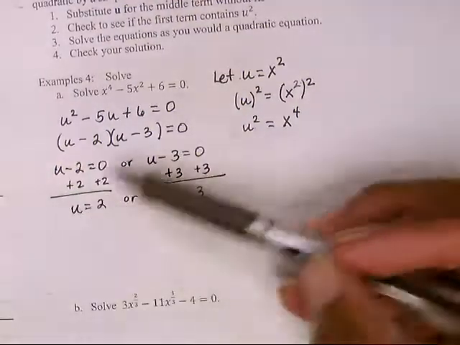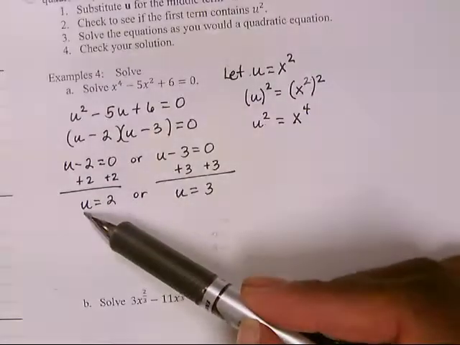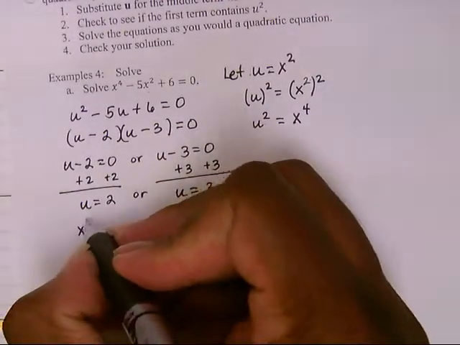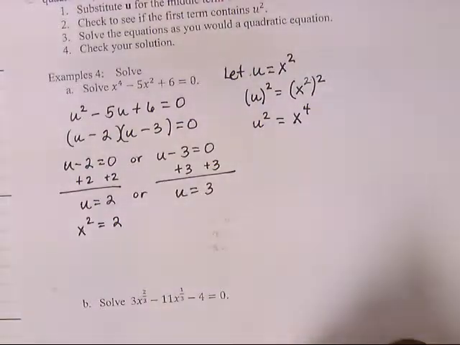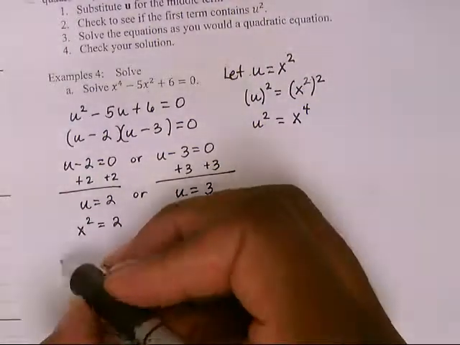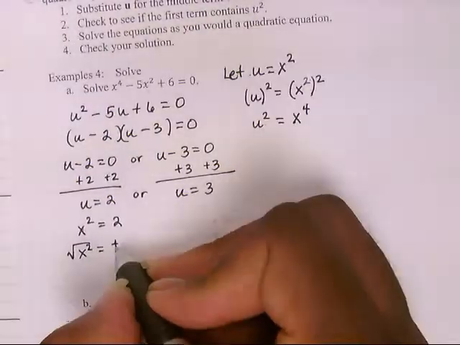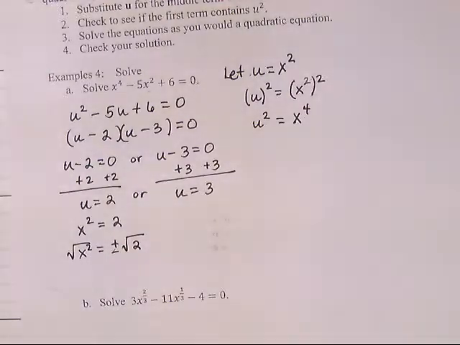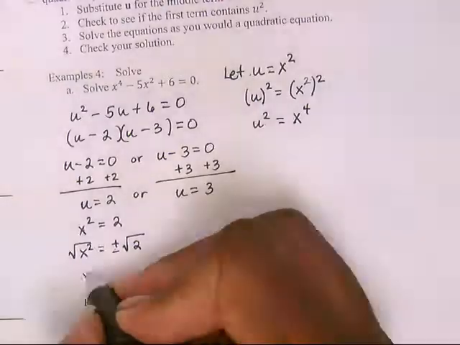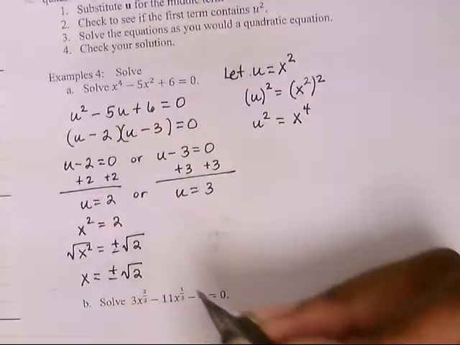Here I let U be x squared. So I'm going to put the x squared back in for U, so this will be x squared is equal to 2. And then I can solve for x. Well, the x is being squared, so I take the square root on both sides. And I have to introduce plus or minus here. Opposite of squaring is taking the square root. So now I got x is equal to plus or minus the square root of 2.